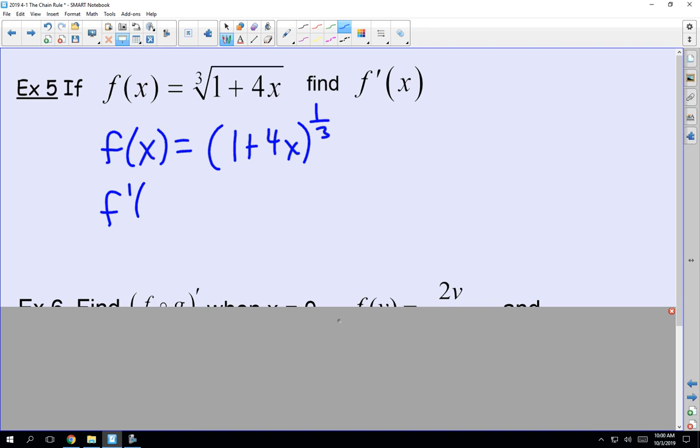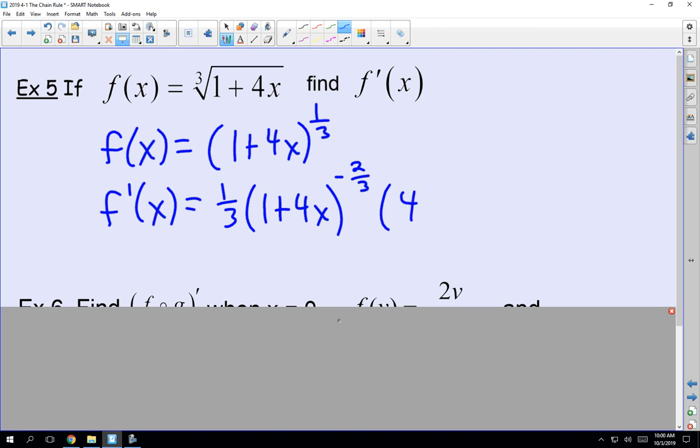So f prime of x equals, here we go. What's the first part? To what power? Okay, good, negative 2/3, and then times 4. That's it. And it would be written 4/3, and then they might write it like this: fraction bar, 4 up here, 3 down here. You'd move this down. It'd be the cubed root of the quantity 1 plus 4x, squared.